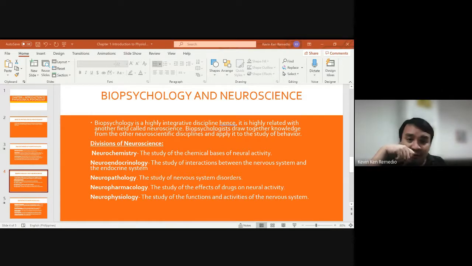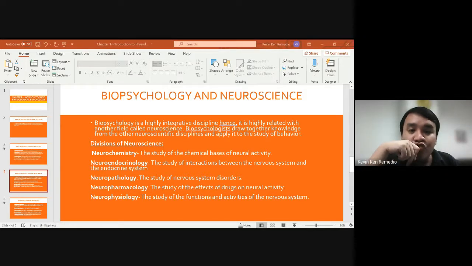And one of those concepts that can be highly integrated to biopsychology is neuroscience. In neuroscience, biopsychologists draw knowledge from neuroscientific disciplines and apply it to the study of behavior. Simple ra, from the word neuroscience, it is definitely the study of mechanisms of our brain, sa atong utok, atong nervous system. So what are the divisions of neuroscience?